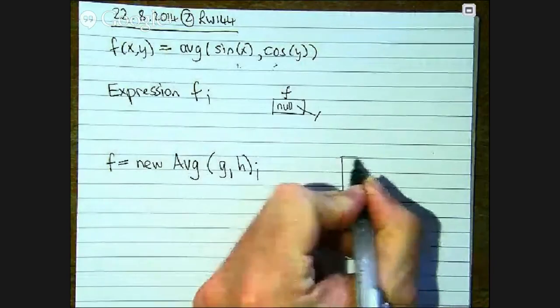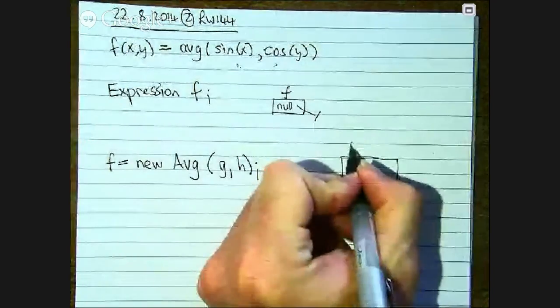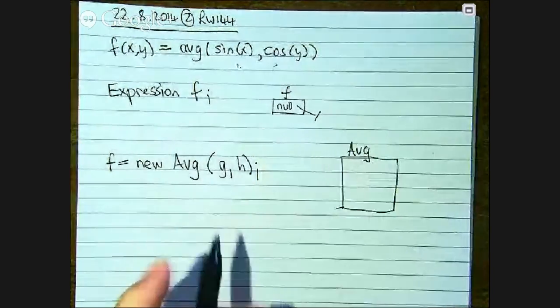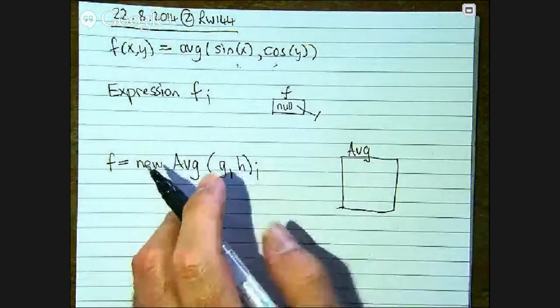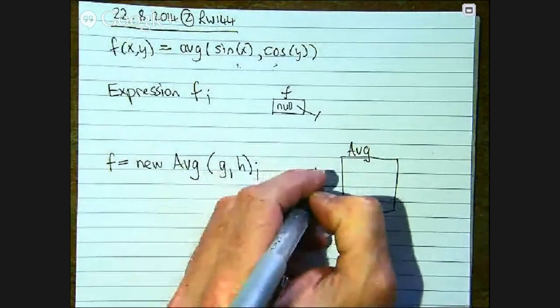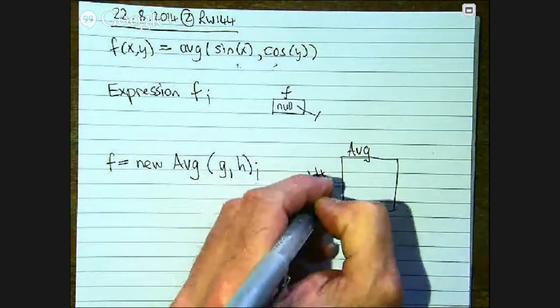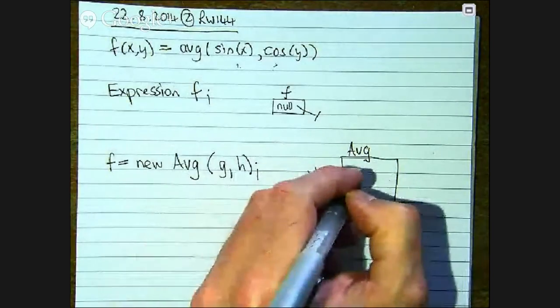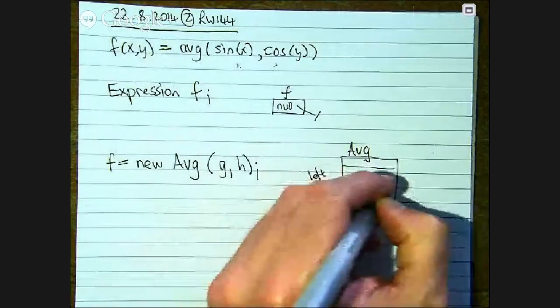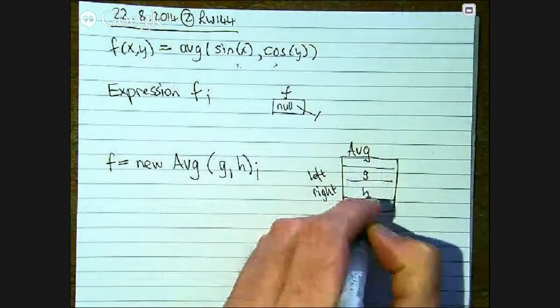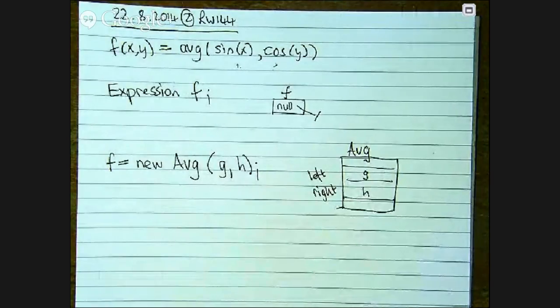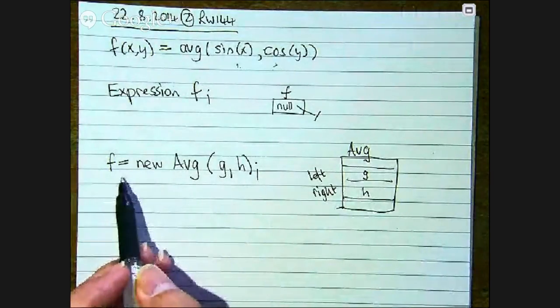So I'm going to find some memory somewhere. This is an instance of the average class. And it takes 2 parameters. Jaco's implementation has a left field and a right field. And the left field is going to be G. But I'll just write it like this for now. And the right field is going to be H. And he wants to store that in F.